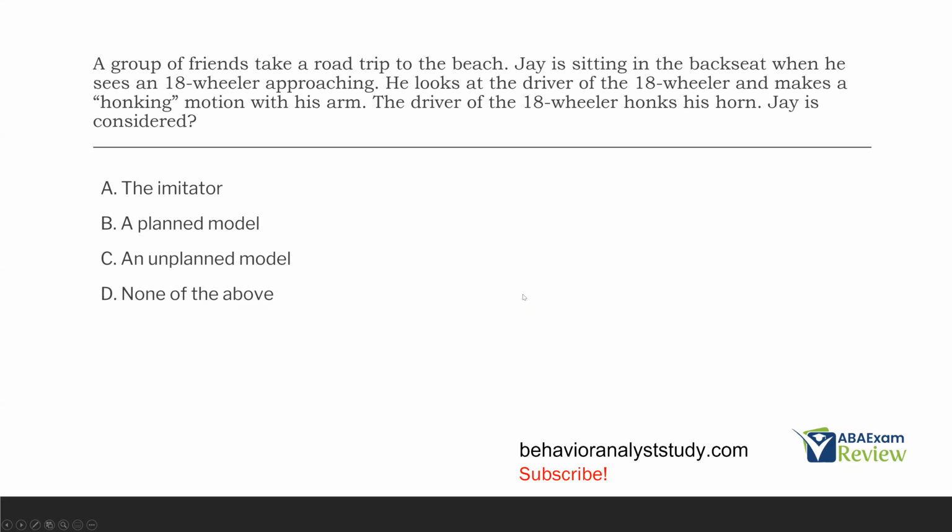A group of friends take a road trip to the beach. Jay is sitting in the back seat when he sees an 18-wheeler approaching. He looks at the driver of the 18-wheeler and makes a honking motion with his arm. The driver of the 18-wheeler honks his horn. Jay is considered what? We've got a modeling and imitation question.